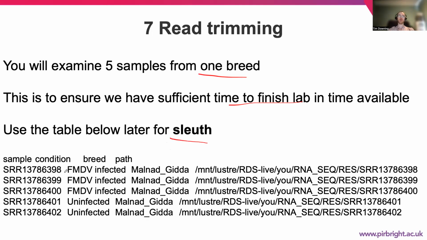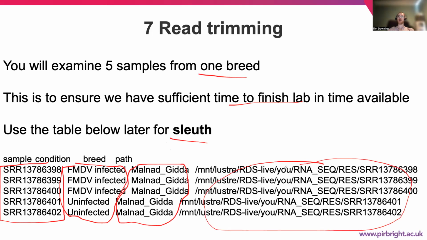So for Sleuth, we'll have a table like this where we have the accession numbers that are of interest. There are 5 here. We have the condition, which is the infection status. Then we have the breed, which is arbitrarily Malnad Gidda for this arbitrary set of 5. And then we have the file paths where they're located, where you change it to your directory.